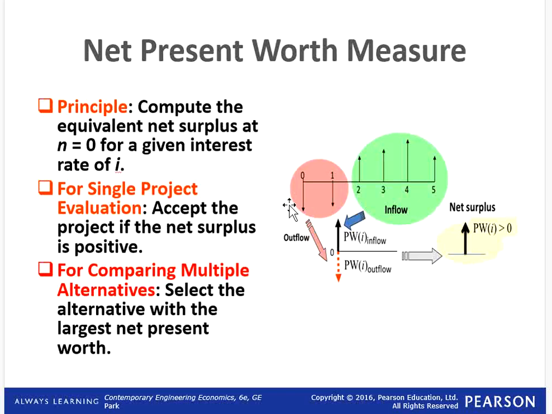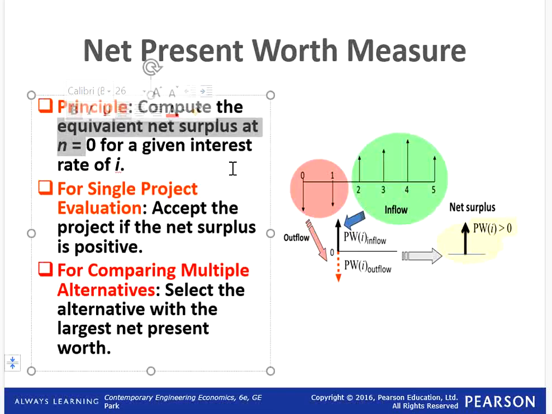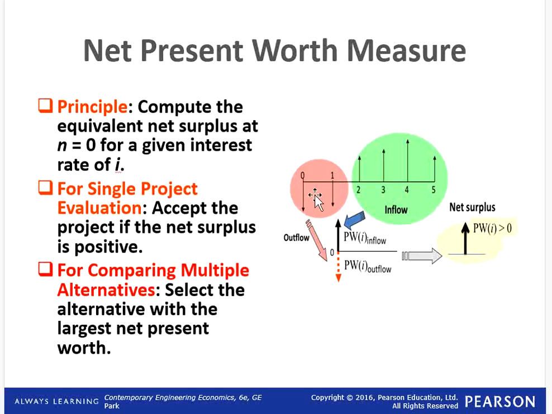Now this is just an example here: we have to calculate an equivalent net surplus at n equal to 0, for a given interest rate. What does net surplus mean? We calculate the present value of all cash outflows, and then also the present value of all inflows. Outflows are our expenditures and annual expenses, and inflows are our benefits.